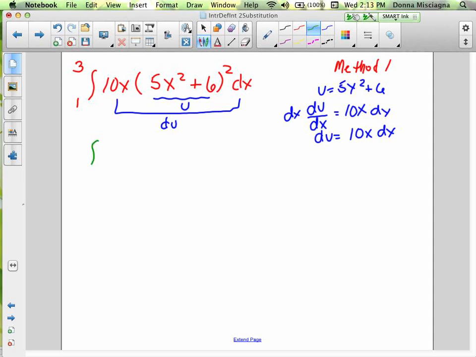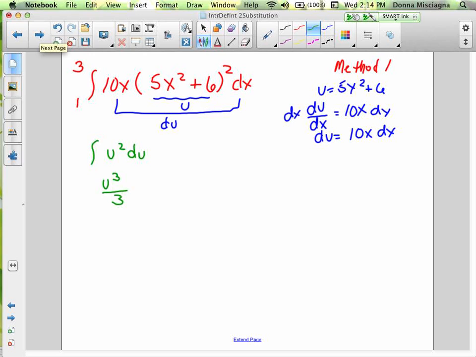Now, I'm not going to put the limits of integration, because those are the limits of integration for x, not u. So we'll just leave them off, integrate, substitute back, and when we substitute back, then we'll put those limits back. So we have u squared du. Nice and easy, undoing the power rule here. That would be u cubed divided by 3.